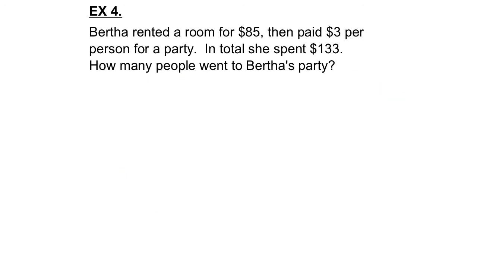Okay, last example. Bertha rented a room for $85, then paid $3 per person for a party. In total, she spent $133. How many people went to Bertha's party? So to solve this problem, we're going to follow the same steps as before. We're going to define the variable, create an equation, and then solve the equation.